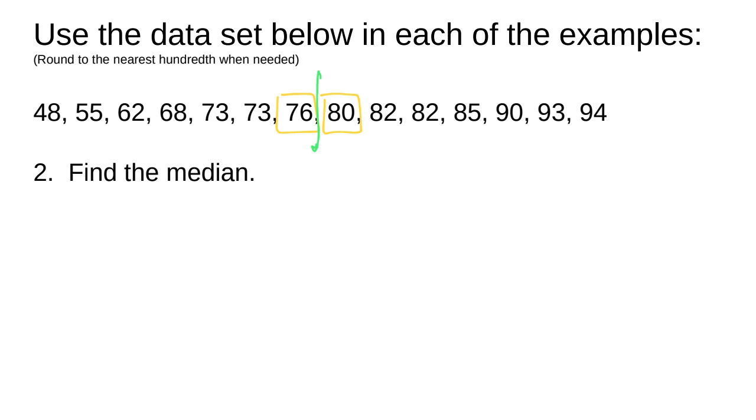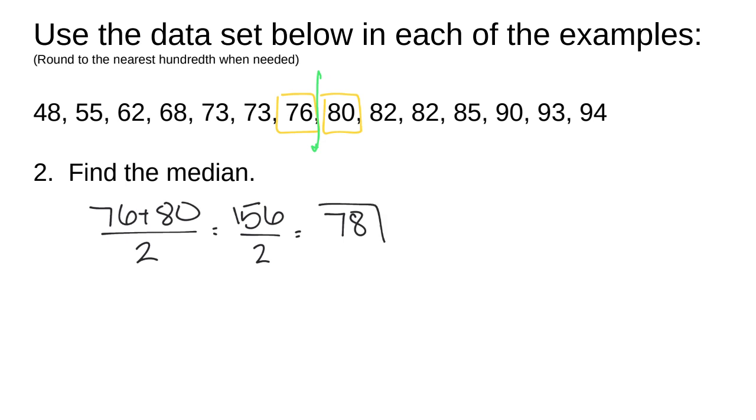Because the middle is not one specific number, if it was, we would be done. It would be that number is the middle. In this case, we're going to have to find the average of the two numbers on either side of the middle. So we're going to do 76 plus 80 and divide that by 2. So 76 plus 80 is 156. And when we divide that by 2, we're going to get 78 for our median.